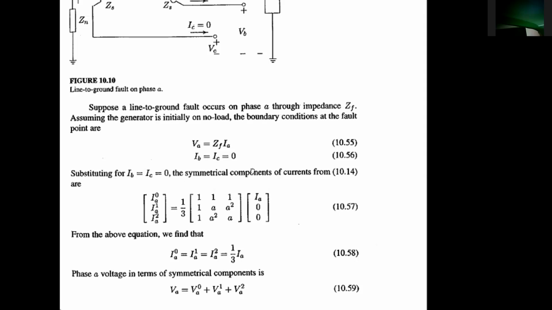Which type of fault is this one? If we just check this matrix, can we identify which type of fault this should be? Yes, sir. Double line, sir. It's a single line. No, ground. Single line to ground. Yes, sir. Single line to ground.